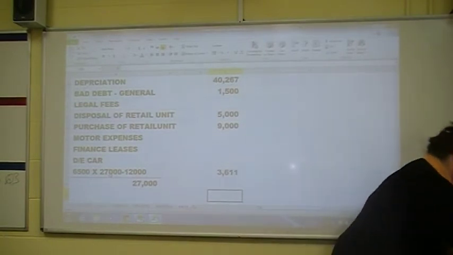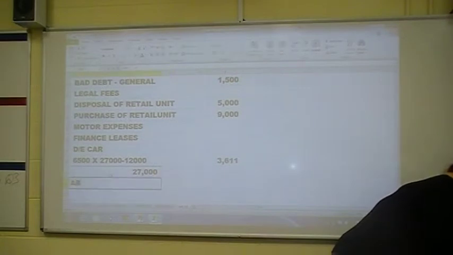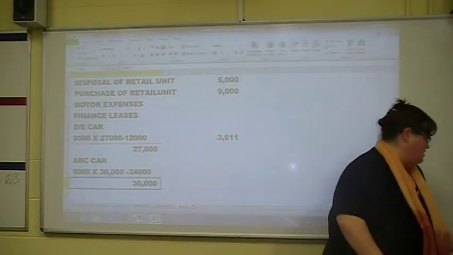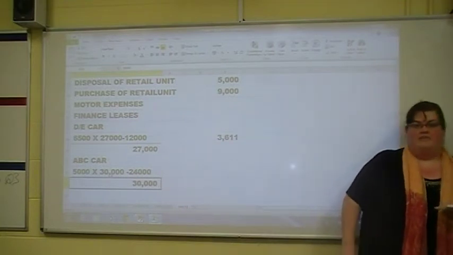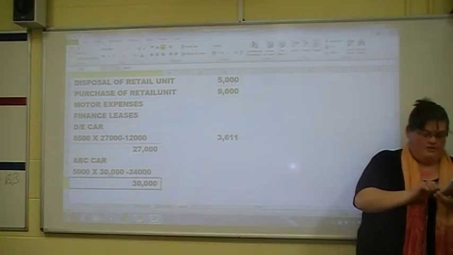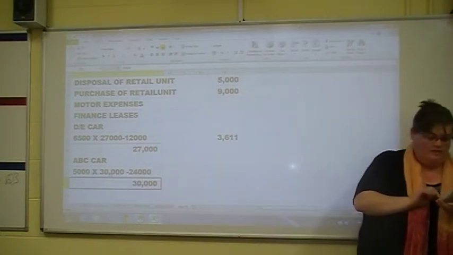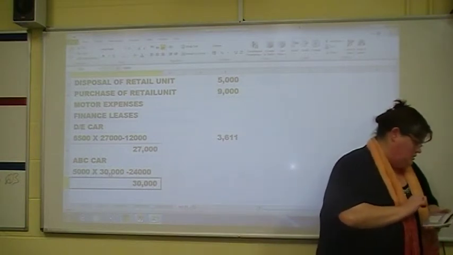So this time our formula will be, because it's an ABC car, your finance lease of 5,000 multiplied by the cost 30, minus the restricted value of 24, all over the cost of 30,000. Does that ring a bell? Yeah? Okay, so 30,000 minus 24,000 divided by 30,000 and then multiplied by 5,000, that's 1,000. It's 5 multiplied by 6.